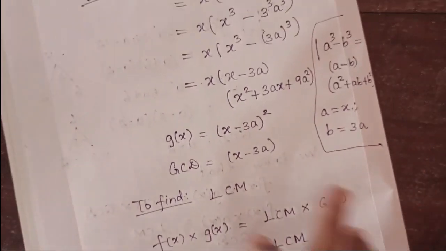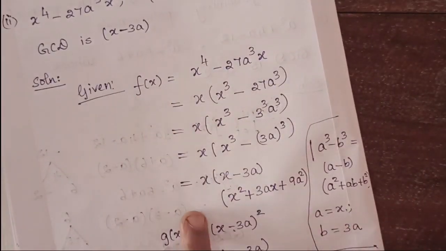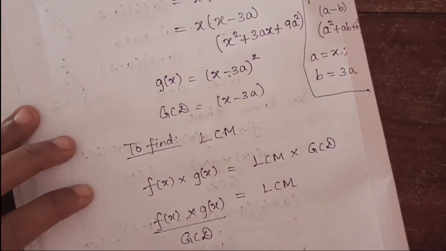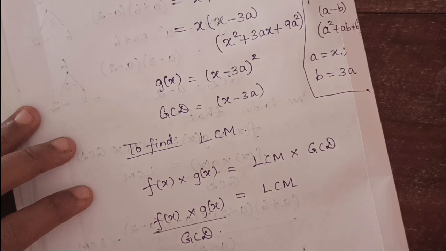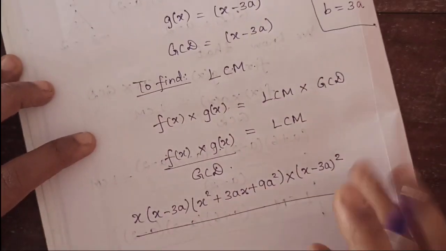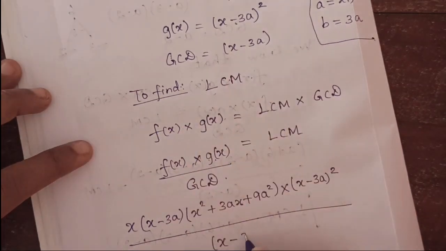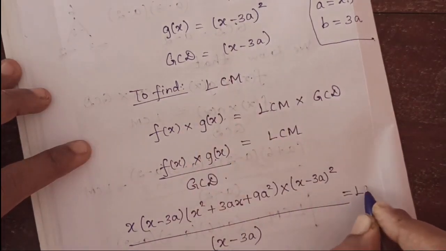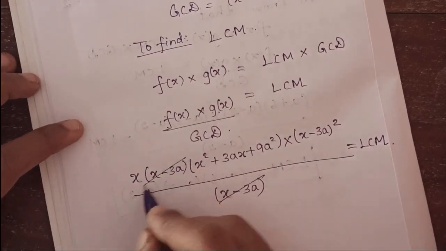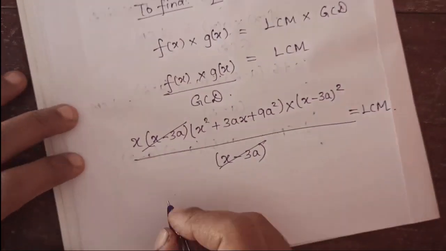f of x, what is the value? The last value we got, f of x equal to, after simplification, this big value, three terms value. Let's write that. x into x minus 3a into x square plus 3ax plus 9a square into, what is the g of x? We are getting x minus 3a the whole square, divided by GCD, x minus 3a, which is equal to LCM. Is there any possible way to cancel? x minus 3a, x minus 3a. So what is the required LCM?